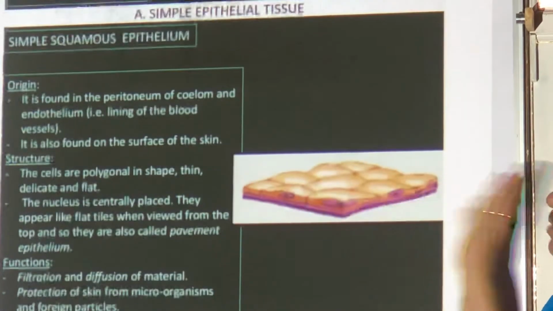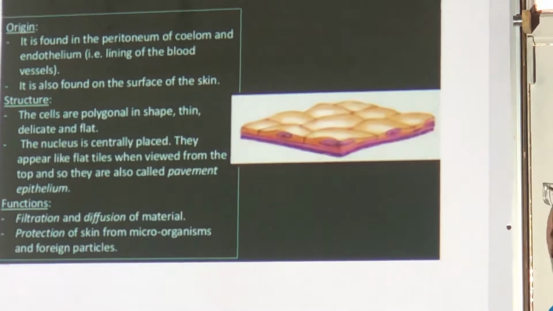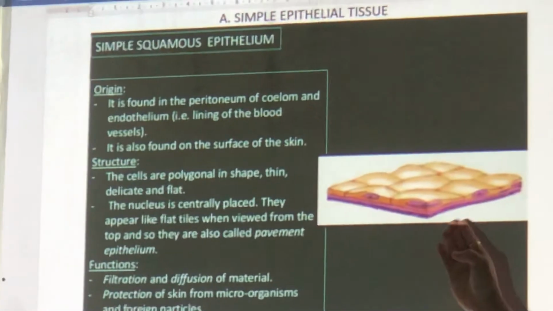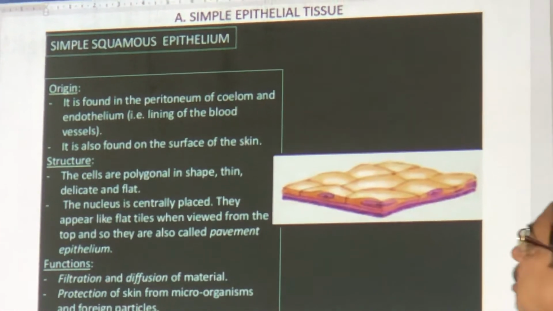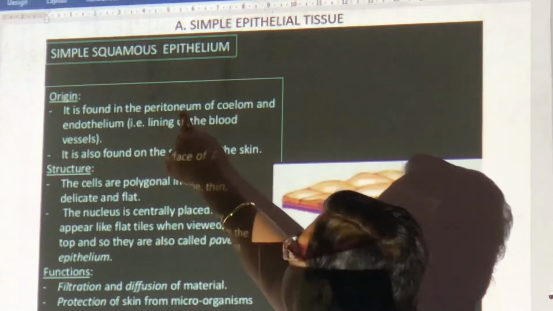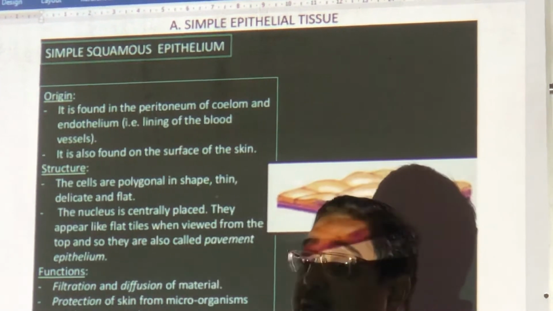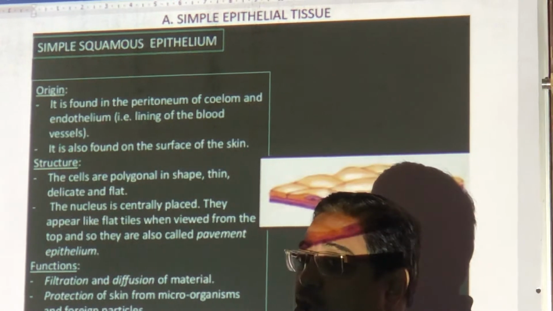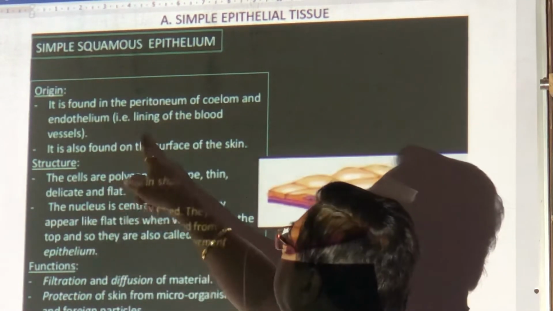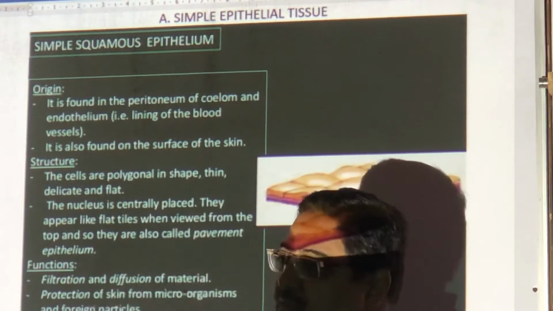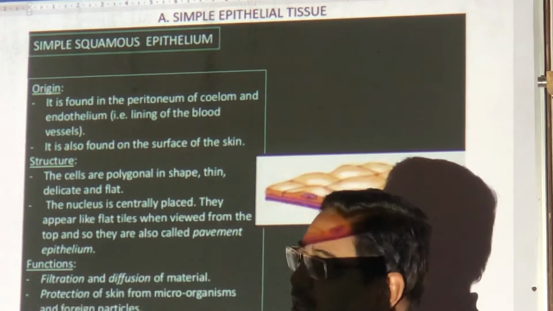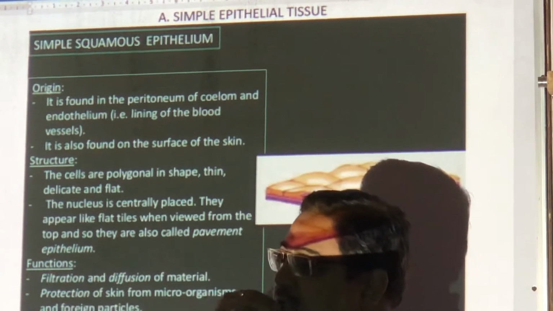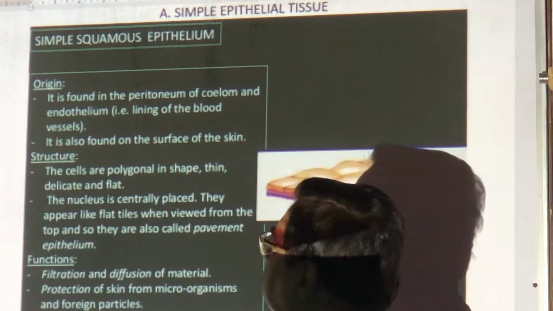First, simple epithelia. Squamous, one by one. See how it looks like the pav you're getting from the market. Okay. It is found in the peritoneum. Peritoneum is a lining like sellotape which is sticking the organs to your body. Okay. And the lining of the blood vessel so that blood doesn't leak out. It is present on the surface of the skin. When you drink hot coffee, see it comes out, a white membrane will come out.